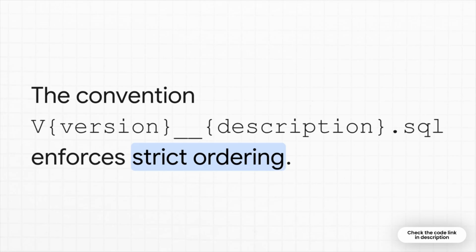This specific file naming is the secret sauce that allows Flyway to scan your project, sort your schema changes, and guarantee they execute in the exact correct order.